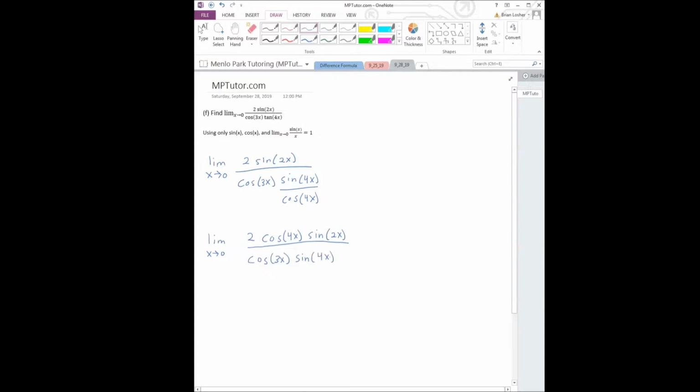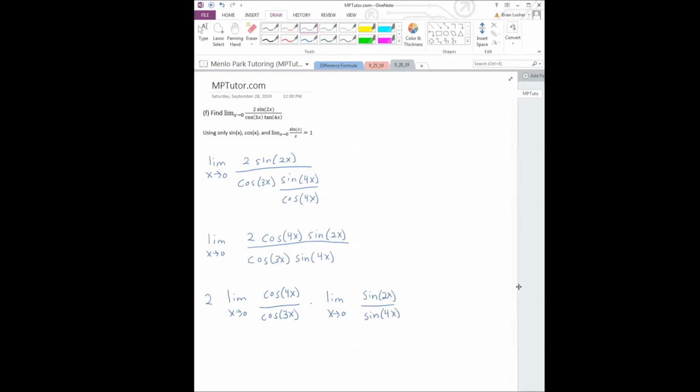At this point, I'm going to use one of the limit laws that says the limit of a product is the same as the product of the limits, i.e., I'm going to separate what I know from what I don't. And doing that, what you'll have is 2 times the limit as x approaches 0 of the cosine of 4x over the cosine of 3x times, now here's your new limit, as x approaches 0 of the sine of 2x over the sine of 4x.